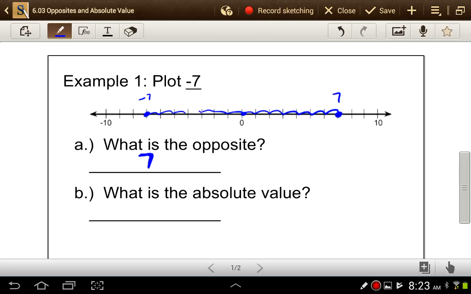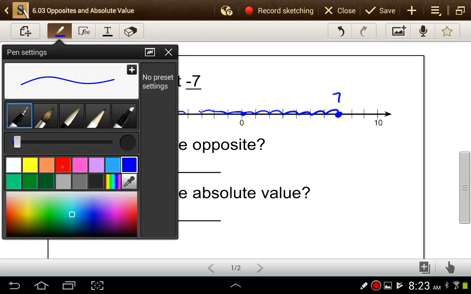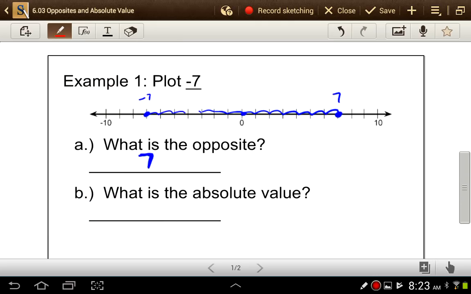Now let's talk about the absolute value. The absolute value is how far away -7 is from 0. So I look, and it's 1, 2, 3, 4, 5, 6, 7 units away from 0. So the absolute value is also 7 because it's 7 units away from 0. If you need to pause, go ahead. Make sure that you wrote down the -7 in your blank. I'm going to move on to the next example.